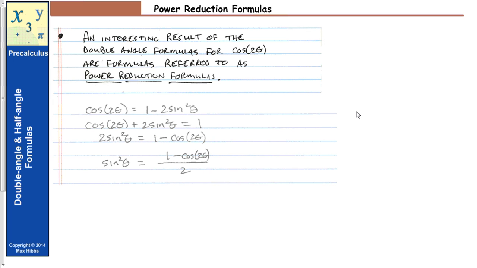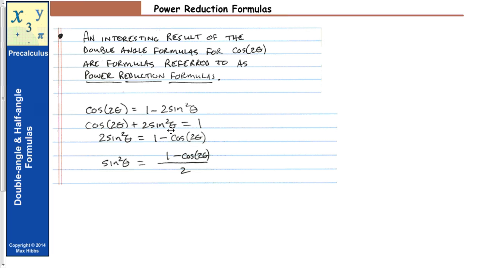So let's recall, one of our double angle formulas for cosine of 2 theta is 1 minus 2 sine squared theta. I'm going to take this identity and solve it for sine squared theta. Just to not have to worry about dealing with negatives so much, I'm going to add 2 sine squared theta to both sides. When I add it to the left side, I have cosine 2 theta plus 2 sine squared theta, and when I add it to the right side, that goes out, and I have only a 1 left.